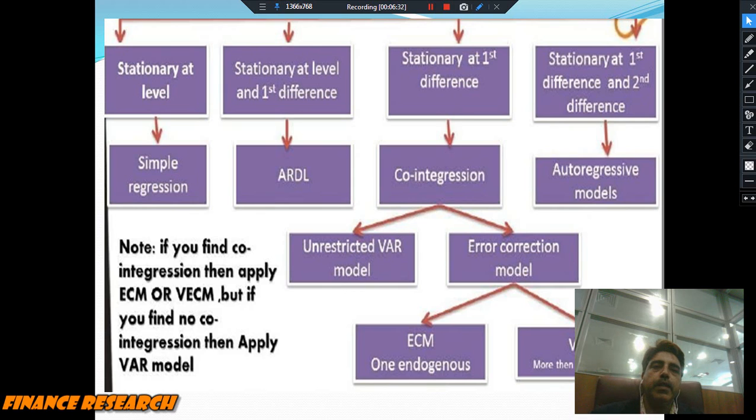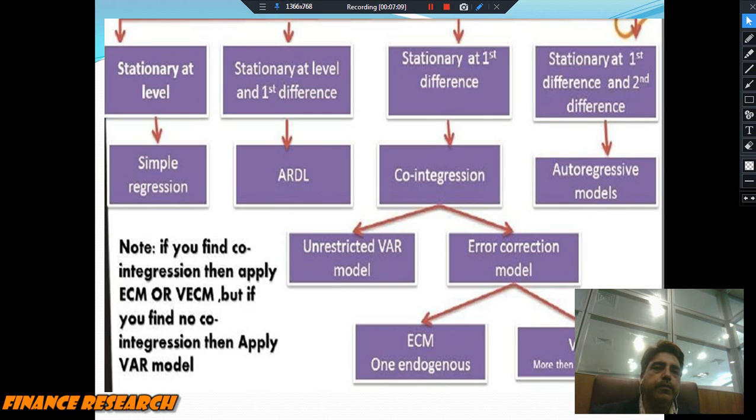In the third case, if all variables are found stationary at first difference, and at level you have found that no residuals exist, and then you make them stationary at first difference, then it is advised to use co-integration. Co-integration can be divided into two further parts: the unrestricted VAR model or the error correction model, known as ECM in EViews.